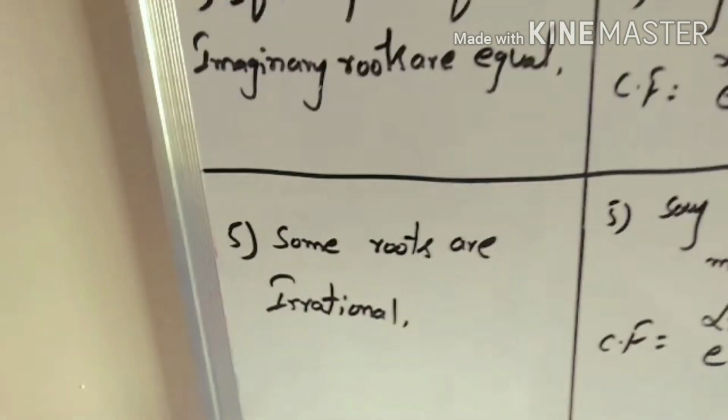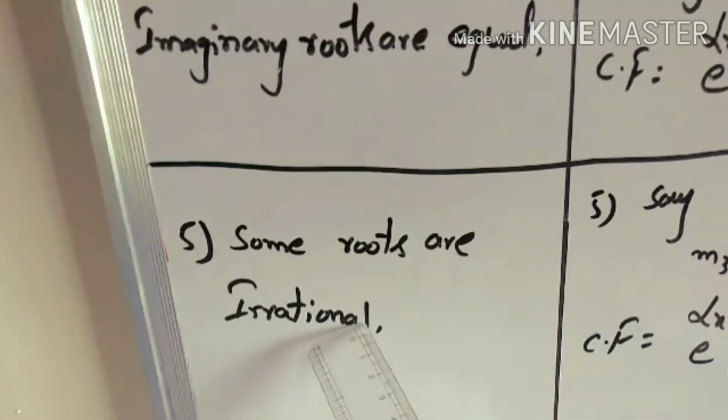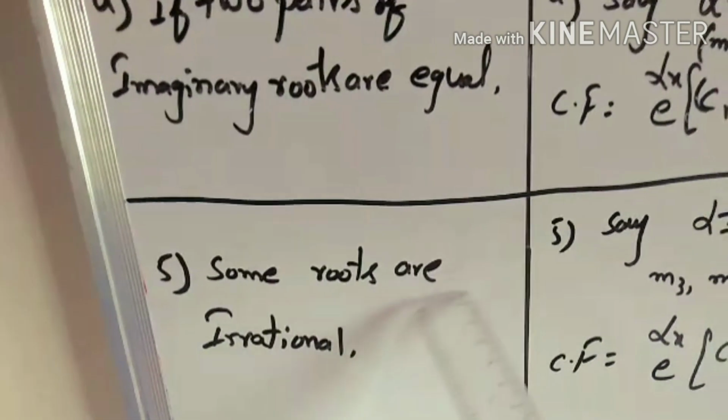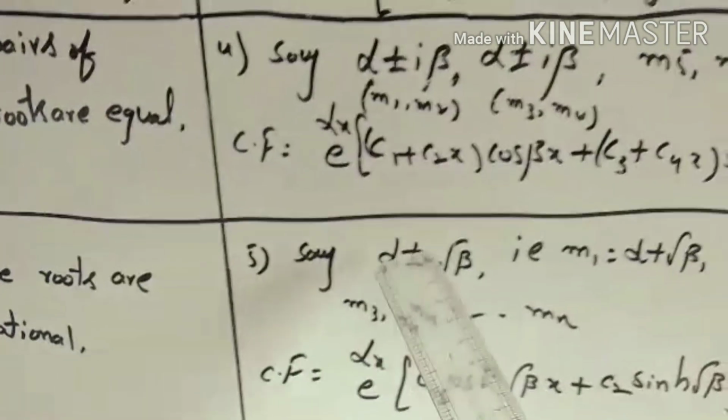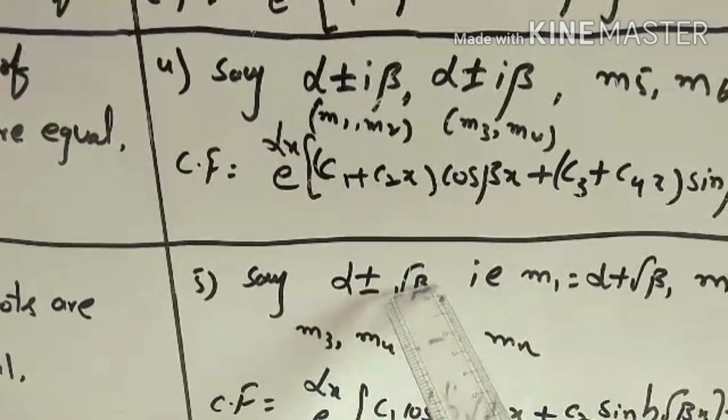The last point is some roots are irrational. Irrational means like this, only root 2, like this. Say alpha plus or minus root beta.